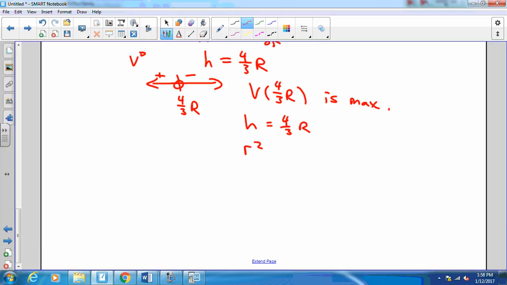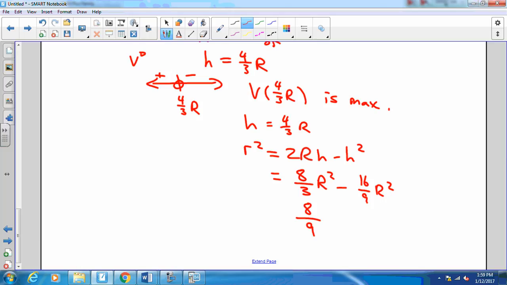Well, if the height is 4/3 r, what is the radius? Remember that r squared is equal to 2rh minus h squared, which is going to give me 8/3 r squared minus 16/9 r squared. That's kind of messy, but that would be 24 over 9. 24 minus 16 is 8. And that's equal to little r squared. So little r is equal to root 8 over 3 times big R.